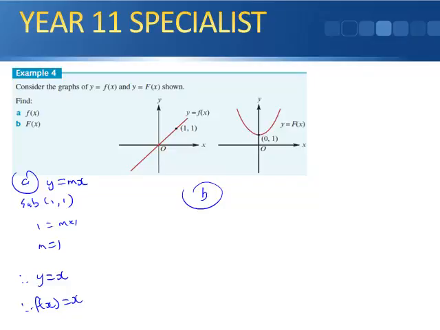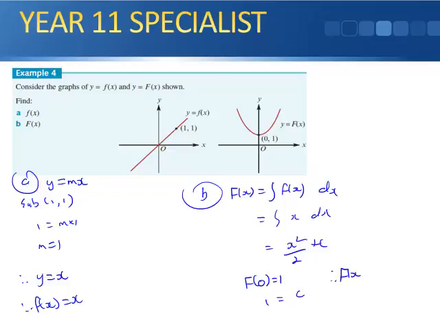F of x. Now F of x, remember from the previous work, is the integral of this one. So F of x equals the integral of f of x, which means it's the integral of x dx, which means it's x squared over 2 plus c. We also know that it goes through 0 and 1, so F of 0 equals 1. So we get 1 equals c. Therefore, F of x equals x squared over 2 plus 1. So I found that rule.